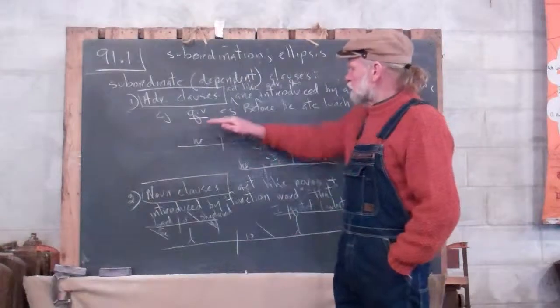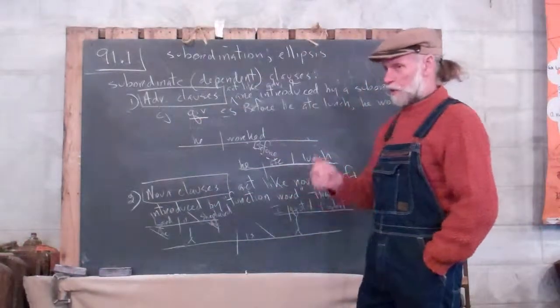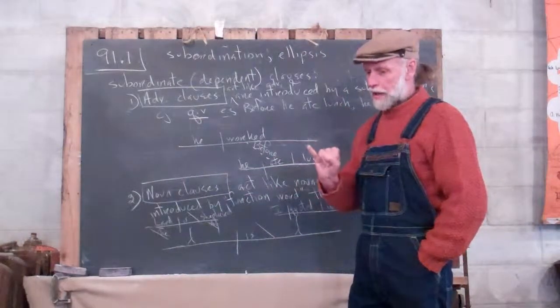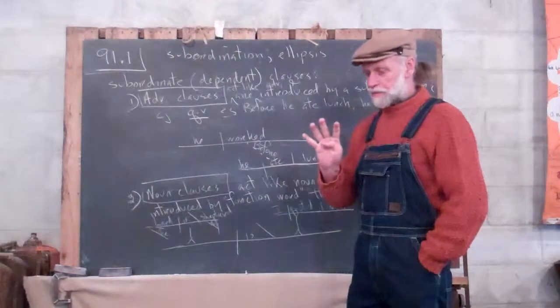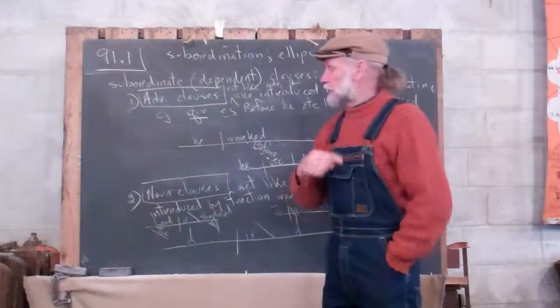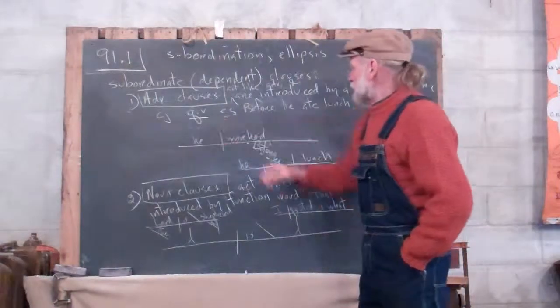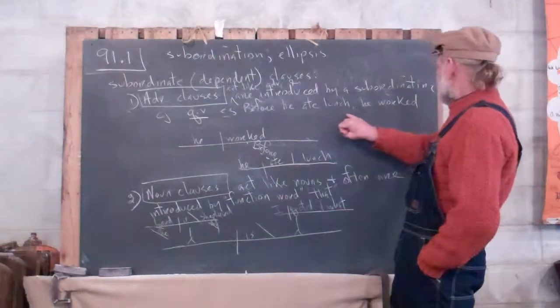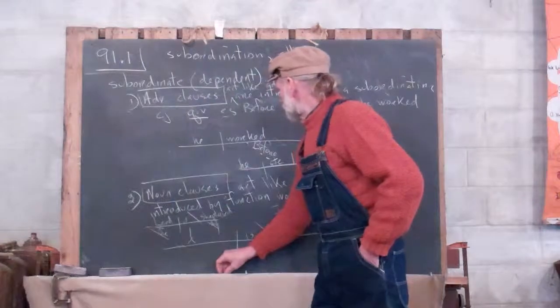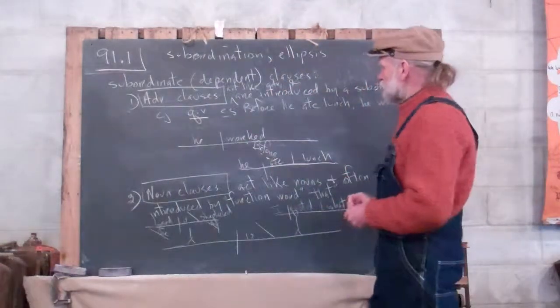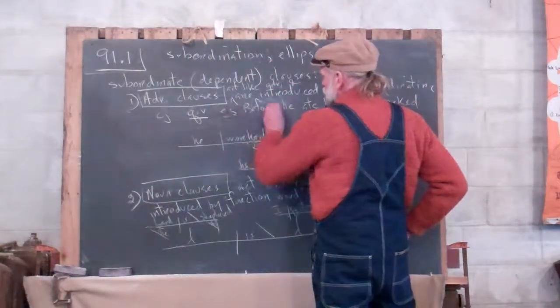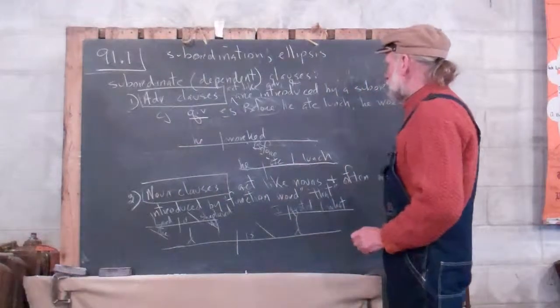15 subordinating conjunctions. The coordinating ones are few. And, or, but, sometimes for, nor. Subordinating ones, there are more. Well, as an example, before he ate lunch, he worked. Well, right there is the subordinating conjunction. Right there's the subordinating conjunction.